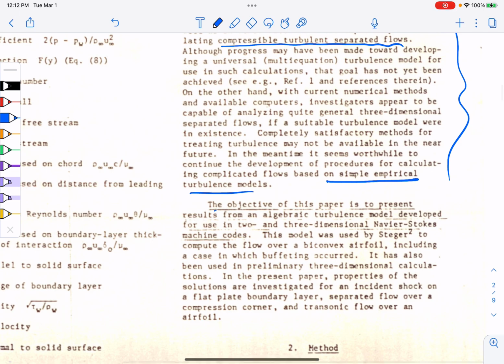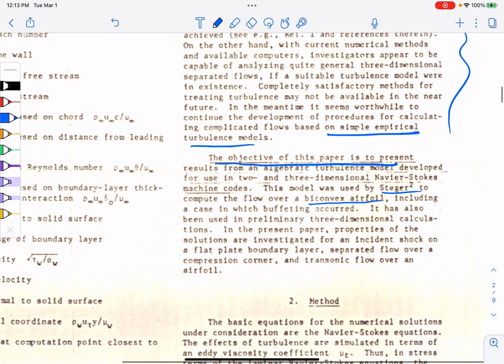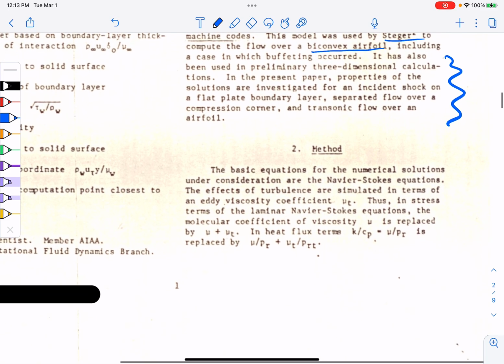Now they say right away that the objective of this paper is to present results from an algebraic model developed for use in 2 to 3 dimensional Navier-Stokes machine codes. It's based on the original work of Steger for a simple biconvex airfoil. And they talk about the applications of their model, which are also being published in a NASA document. So that's good. Now let's look at their methodology and how they are thinking.